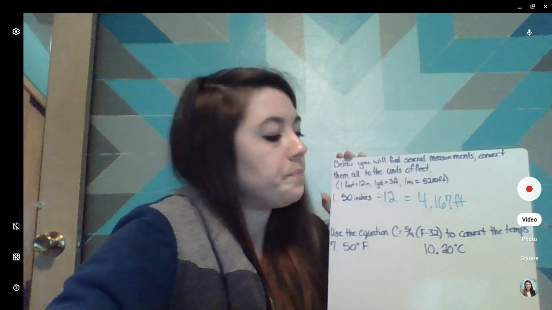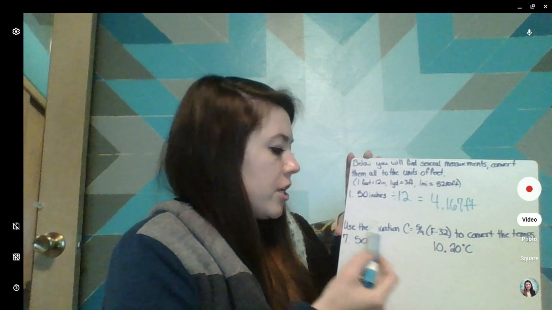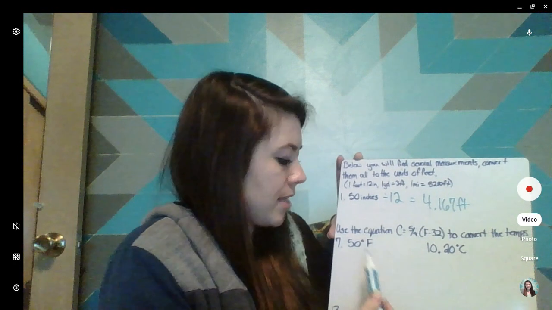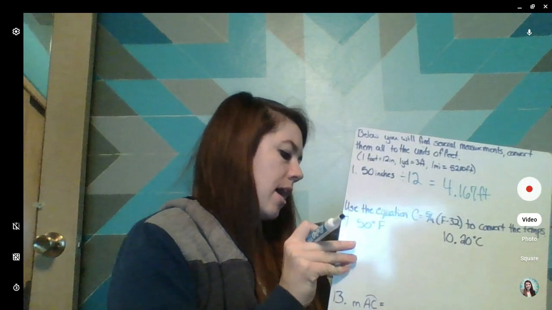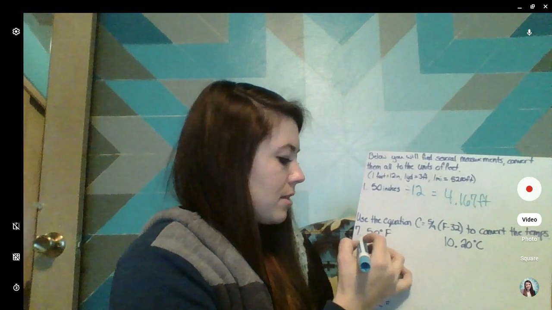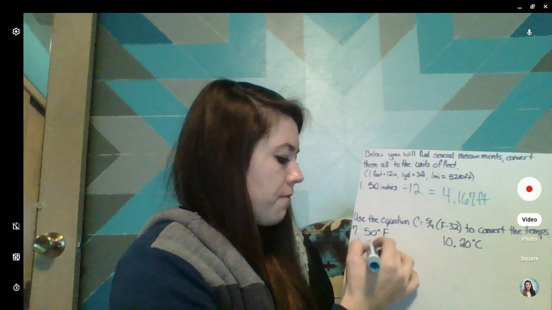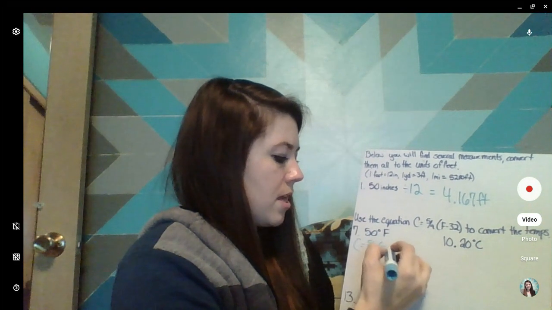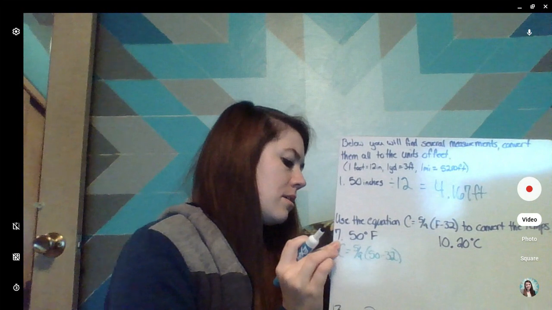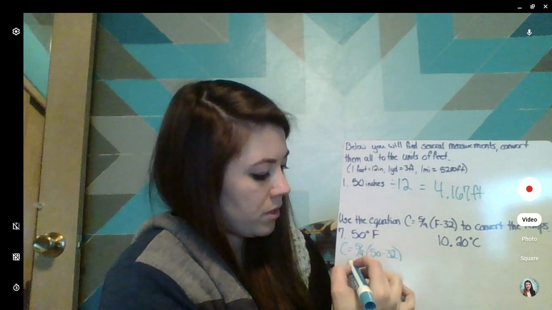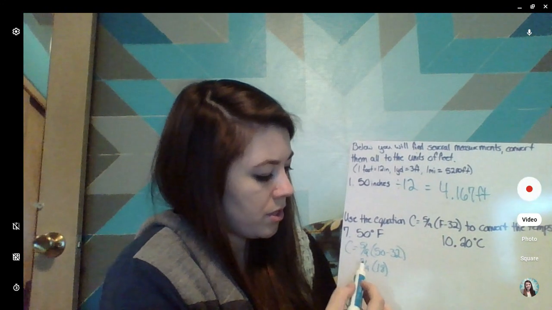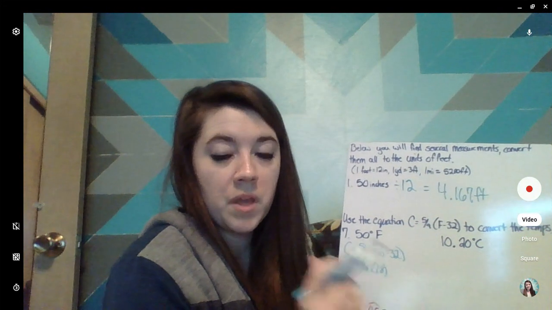So hopefully that helps. All right, for the next section, you're going to use the equation C equals 5/9 times F minus 32 to convert the temperatures. So we have 50 degrees Fahrenheit, and we need to convert that into degrees Celsius. So C equals 5/9 times 50 minus 32. 50 minus 32 is 18. So we're going to have equals 5/9 times 18. So now we could take and simplify this, or we could just plug it all right in a calculator.